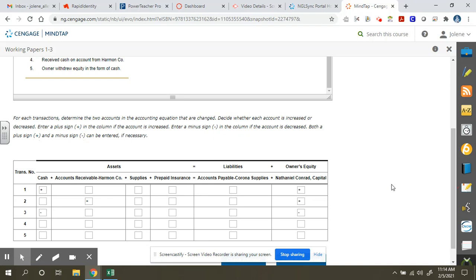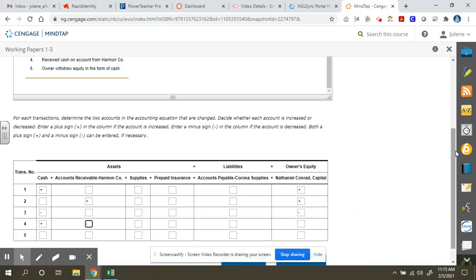Received cash on account from Harmon Company. Received cash, so I'm going to the cash account and I'm putting a plus there because we like to receive cash. It says it's from Harmon, so we put a negative there. They're paying towards what they owe us. Plus and minus balance each other out, cancel each other out. You don't have to do anything on this side of the account.